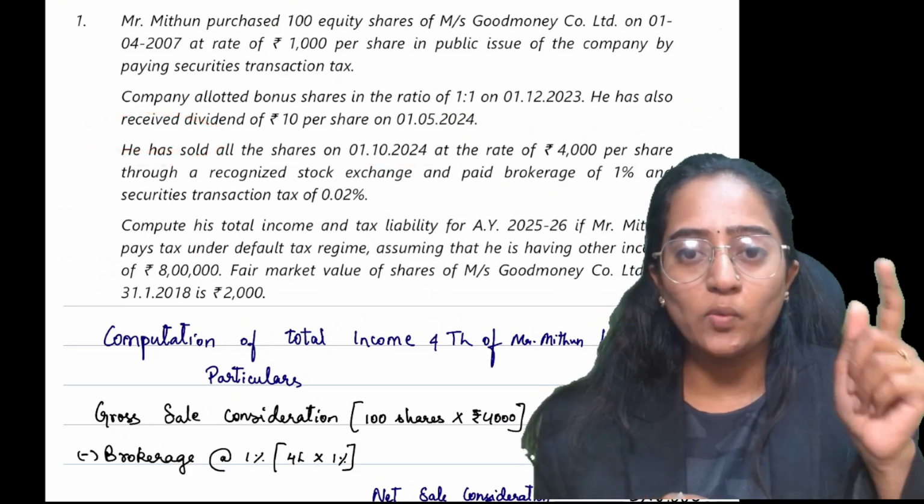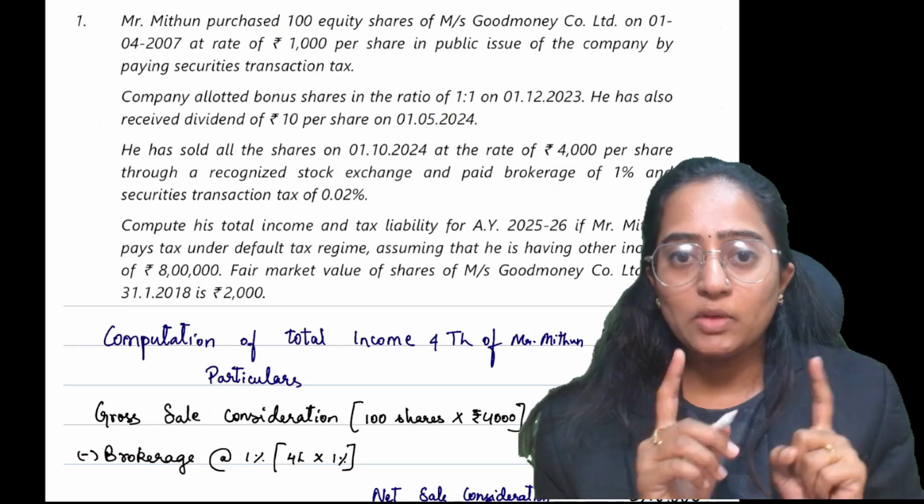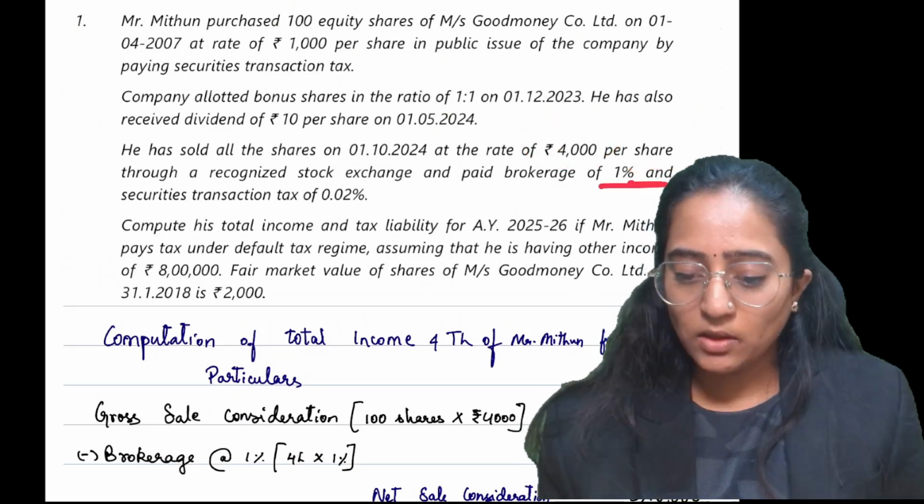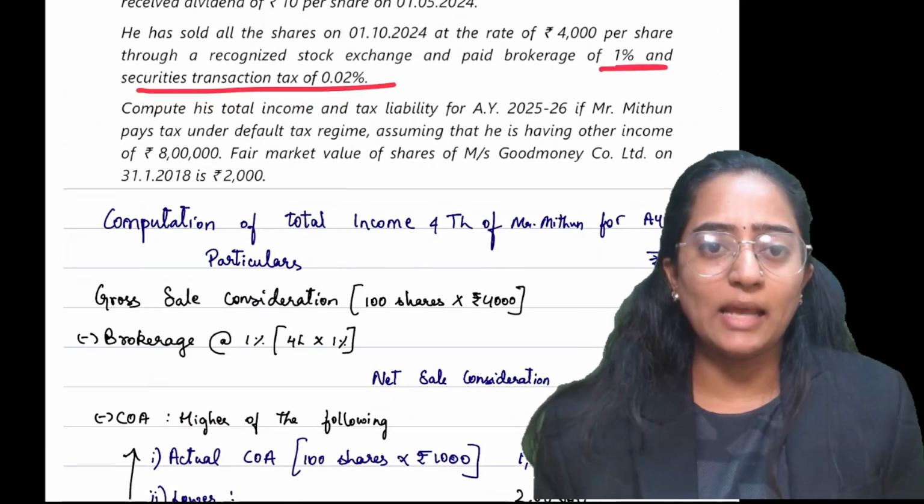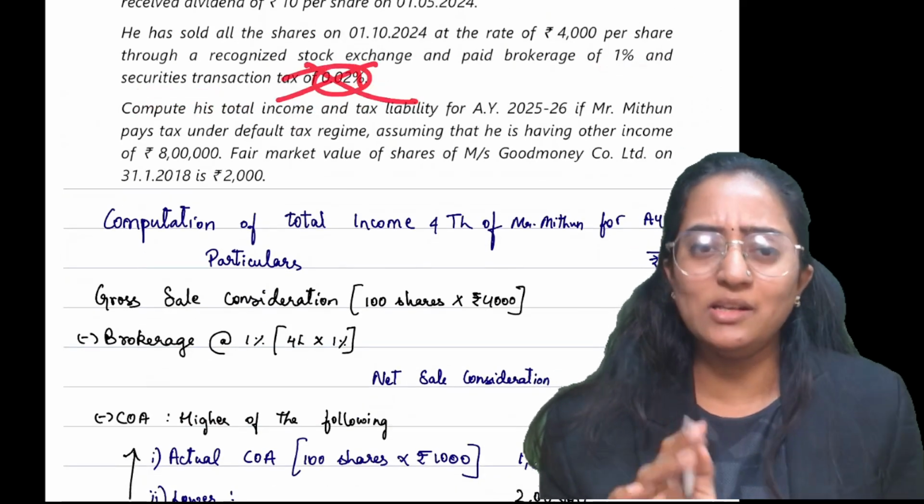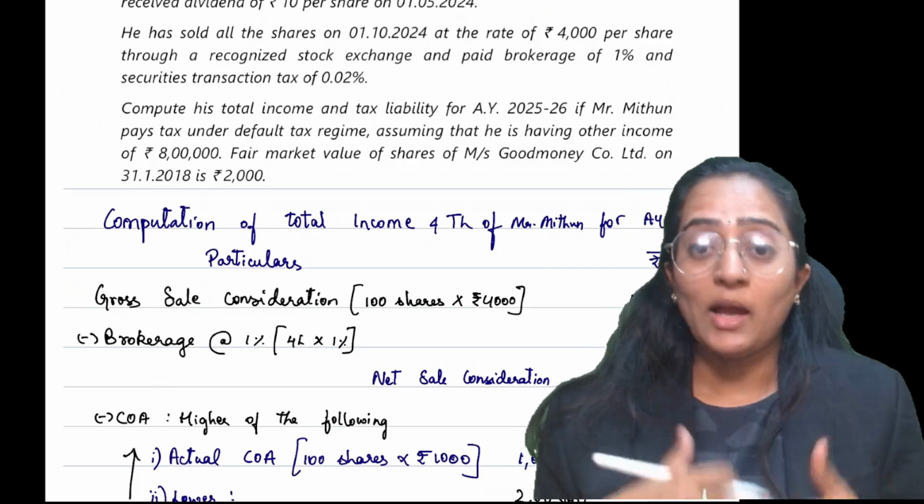People, this is after 23/7/2024, on or after that date. So here it is going to be 12.5%, remember, at the rate of 4,000 rupees per share, and prepaid brokerage of 1%, and this STT of 0.02%. We are going to ignore it. We are not going to consider STT as an expense under your capital gain.